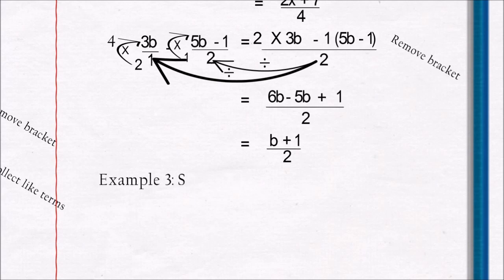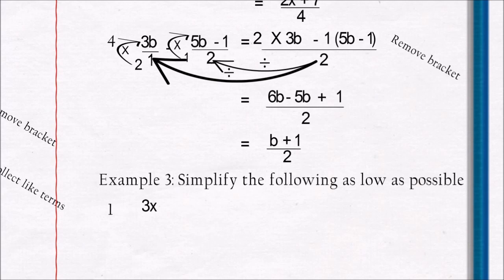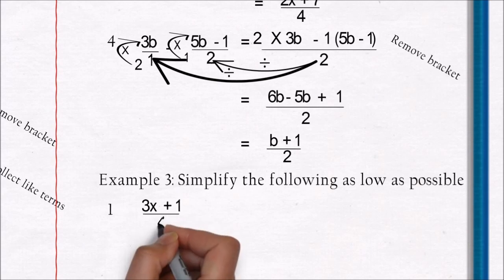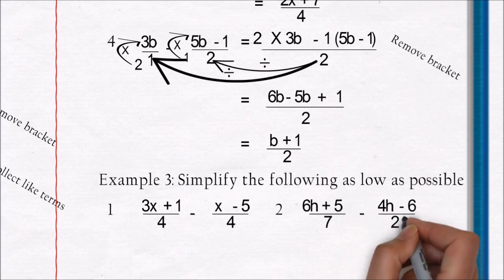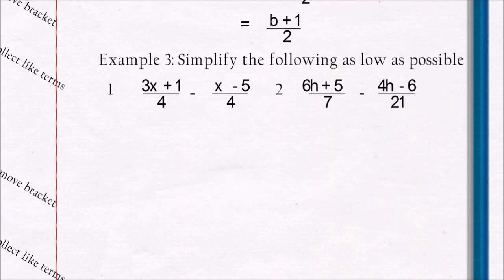Alright, example 3. Simplify as low as possible. 1. 3x plus 1 over 4 minus x minus 5 over 4. And 2. 6h plus 5 over 7 minus 4h minus 6 over 21. Now, the solution would look like this.